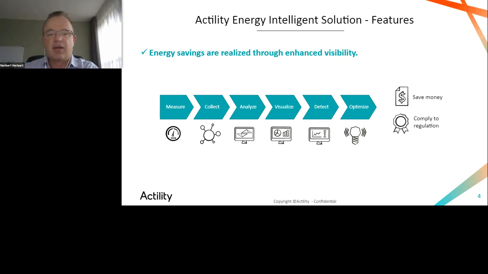And by analyzing the data, you can start optimizing the energy consumption and make suggestions how to change your operation so that you save energy, energy cost and real energy. And finally, your goal will be reached: you save money, and you comply with regulation.